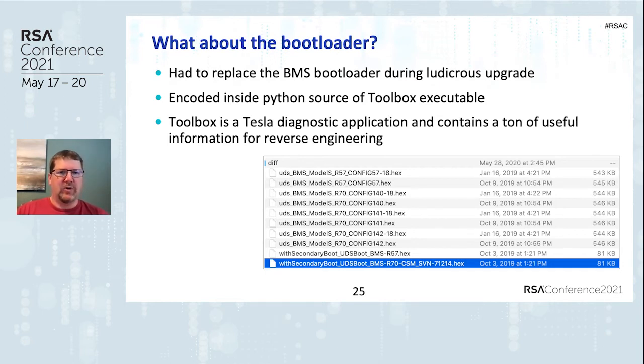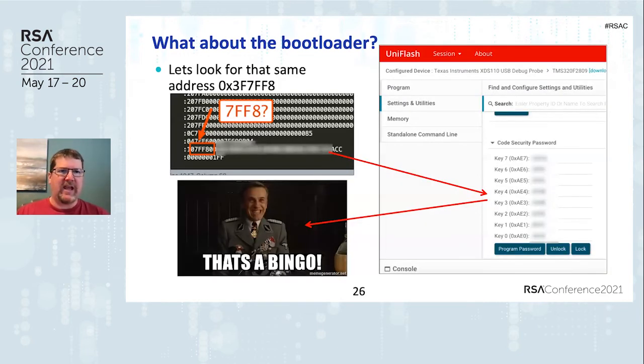The Toolbox Python source that I was able to decrypt and pull out actually described the entire Ludicrous upgrade process. So using that with one of the other tools I'll show you in a little bit, I was able to update the bootloader as well as the individual flash firmware on the battery management system. So looking at the bootloader, let's see if I could find the 7FF8, and we did. 7FF8, a 128-bit value. Put that into the TI Uniflash program, and boom, we actually unlocked the TMS 320.